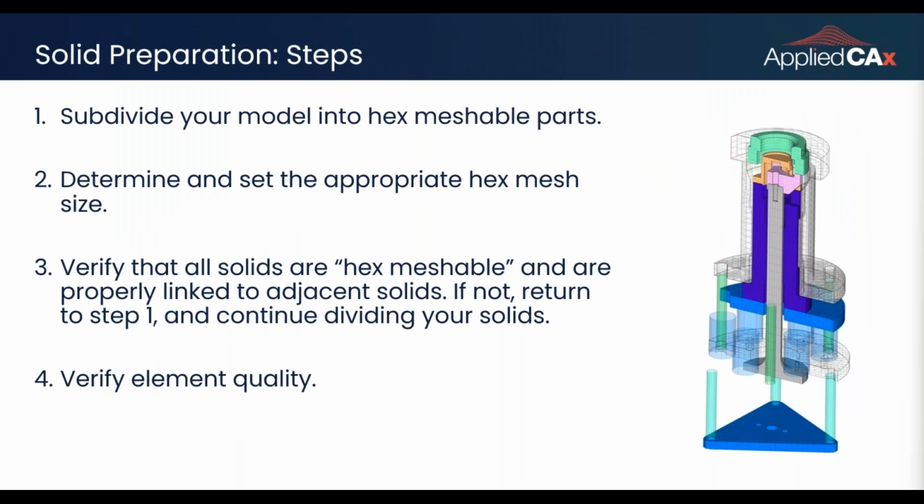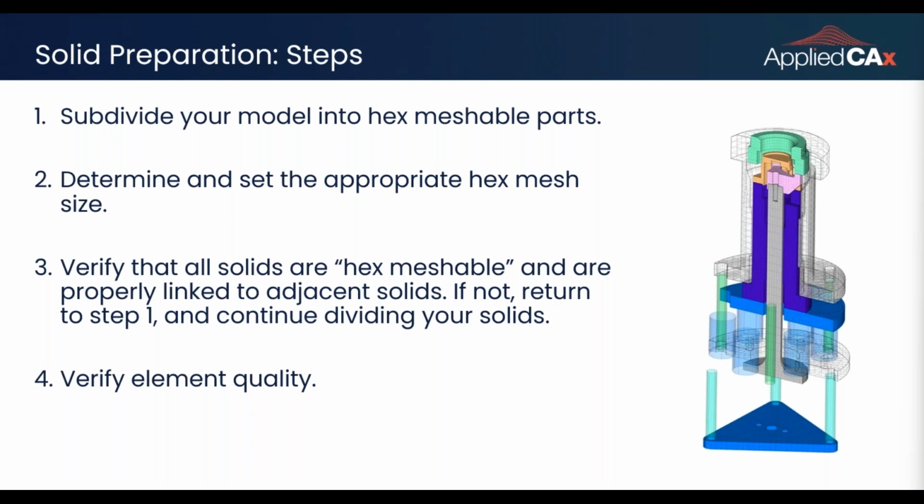Okay, now we're going to get into how you create a hex mesh. There are 4 really important steps to follow. The first is most of the geometry that you're going to work with will not easily lend itself to being hex meshed. So you are going to have to subdivide your model into hex meshable parts. You'll then determine an appropriate hex mesh size. You'll verify with the software that all of the components are hex meshable. And finally, you'll verify element quality.